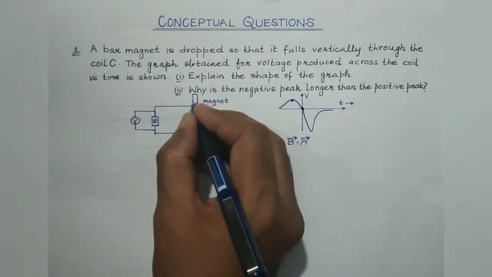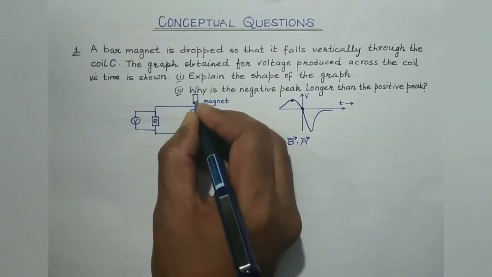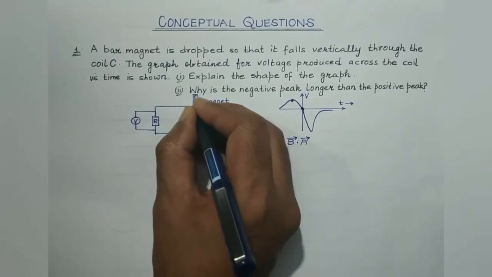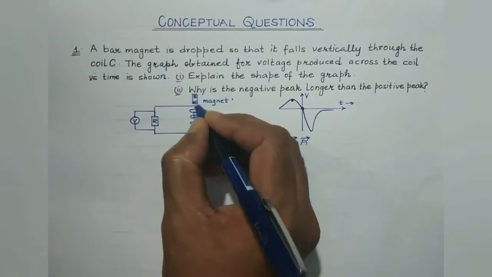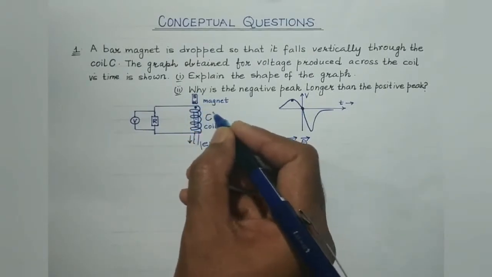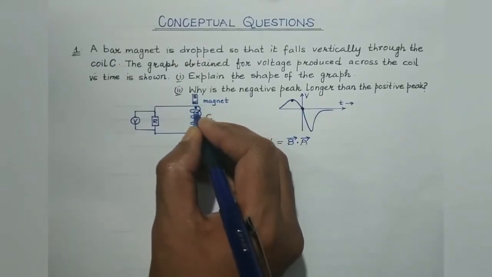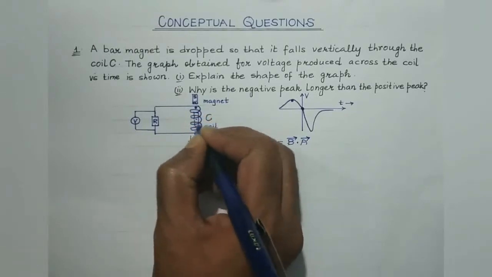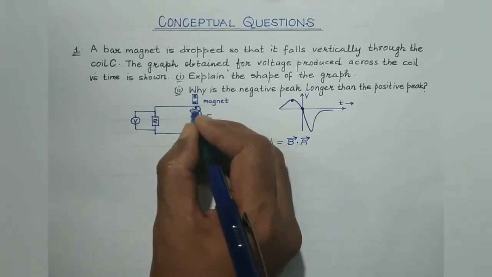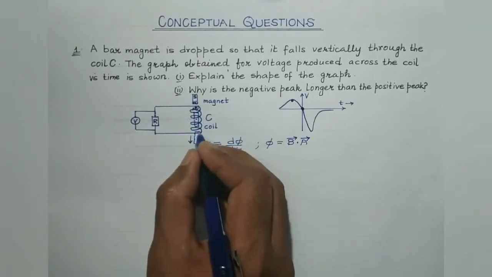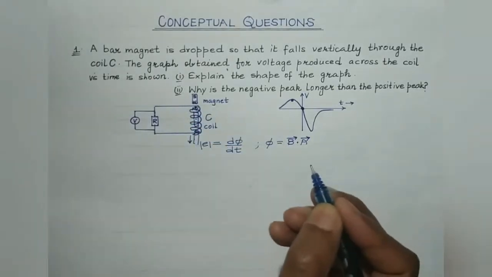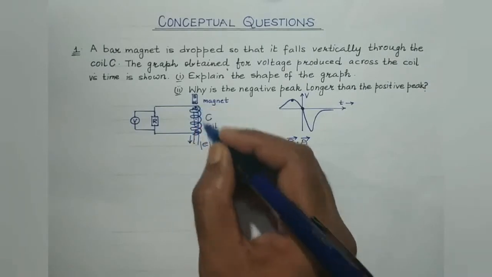Initially, if this end is north pole and this is south pole, then as the magnet approaches, due to the opposing nature of the induced EMF and induced current, the induced current developed in the coil will tend to oppose the approaching magnet, so that this end will acquire north polarity and this end of the coil will acquire south polarity.